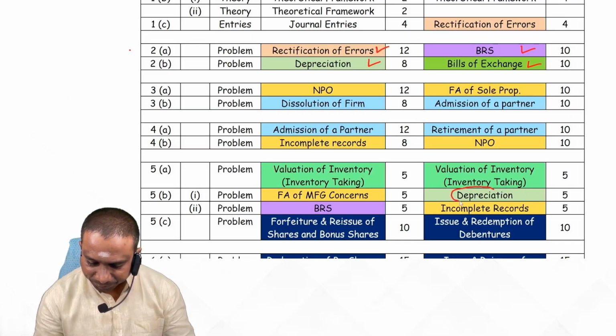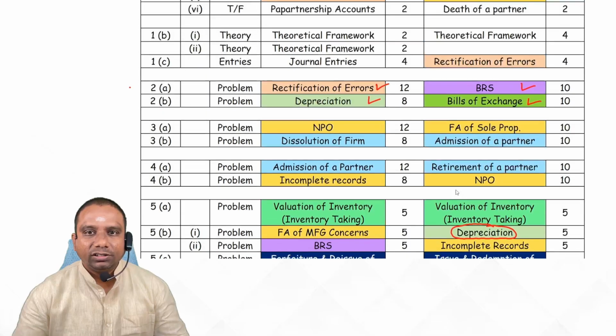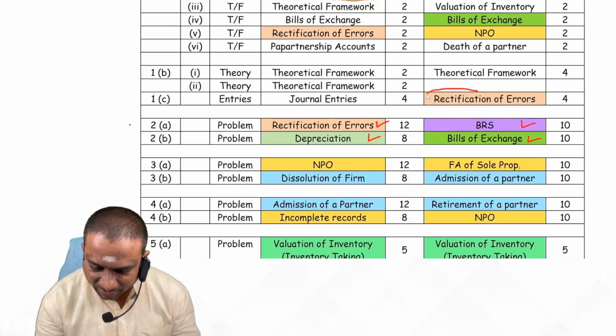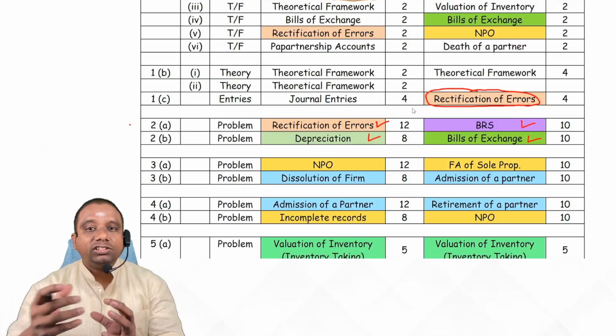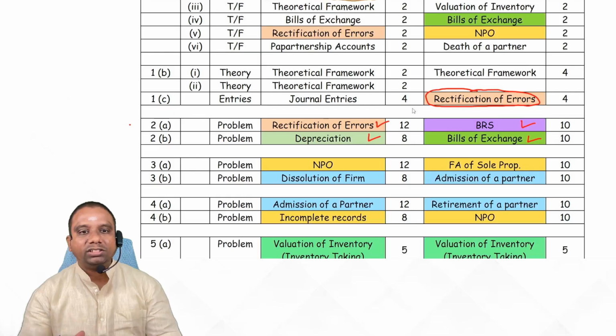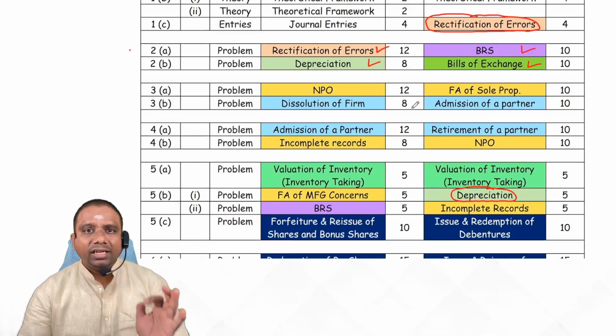5B, depreciation at the same time. 1C, rectification of errors. They have just changed the place, but from both concepts, rectification and depreciation, they have asked a question. Next, 3A and 3B questions.